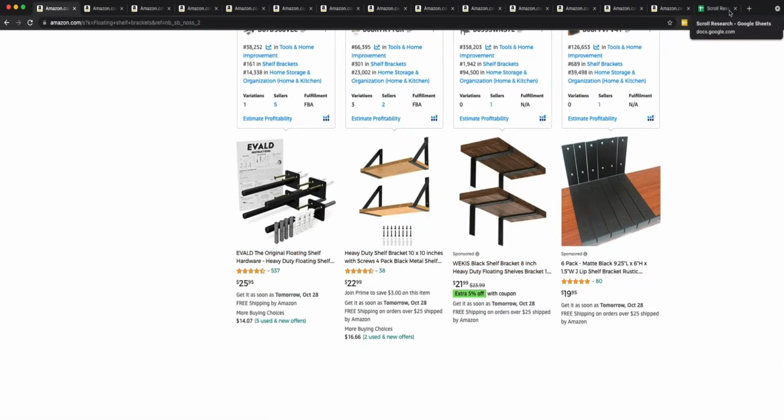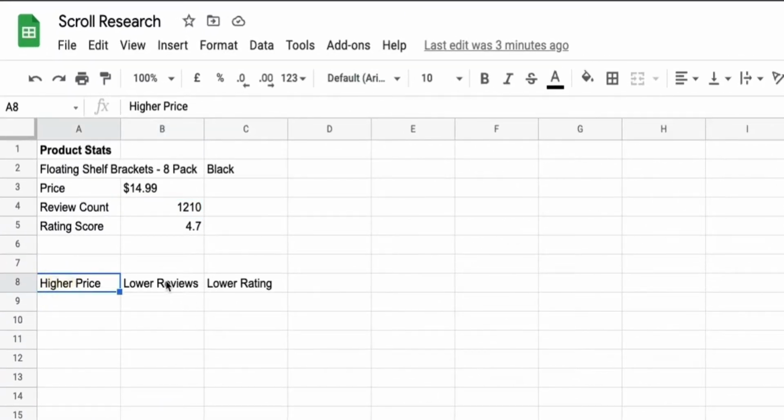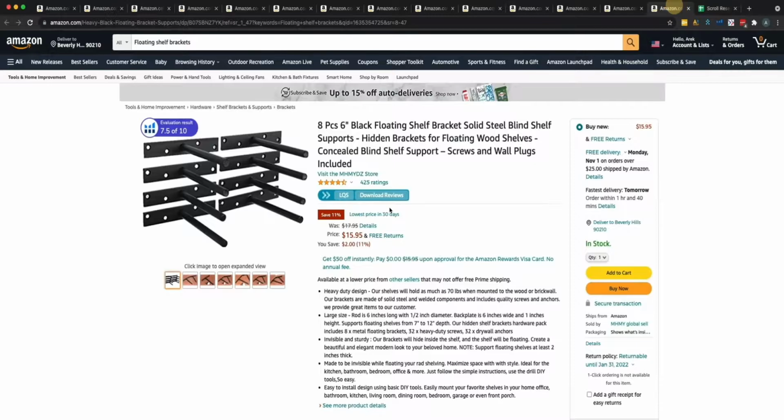Okay, so I went ahead and opened up a bunch of these. Let's go ahead and actually bucket these into higher price, lower ratings, lower reviews, and lower rating. So we're going to go in here. This guy right here, he's selling an 8-piece 6-inch. He's selling at $15.95, and he's at 425 ratings.